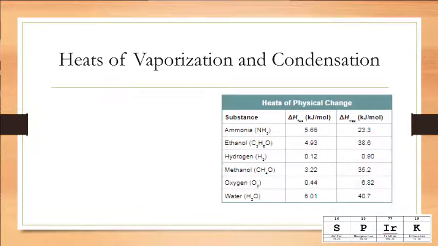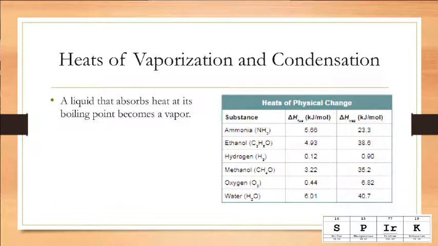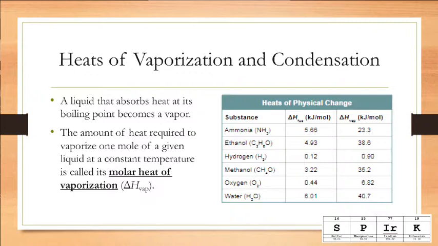So we also have heats of vaporization and condensation. A liquid that absorbs heat at its boiling point becomes a vapor. The amount of heat required to vaporize 1 mole of a given liquid at a constant temperature is called its molar heat of vaporization, or delta H sub VAP. And over here in this chart, these are just some common delta H of fusion and delta H of vaporization values for different common compounds.